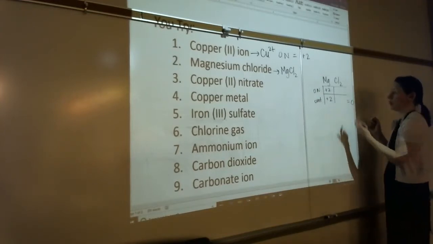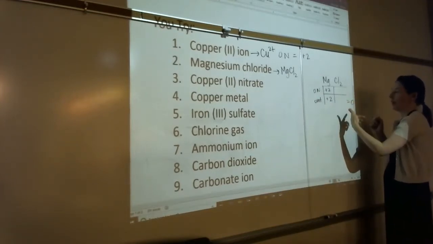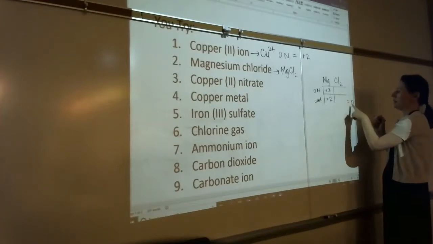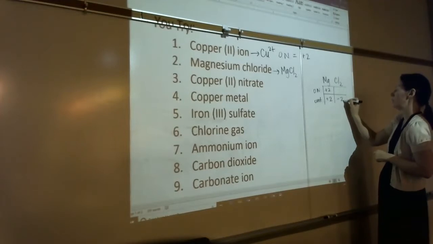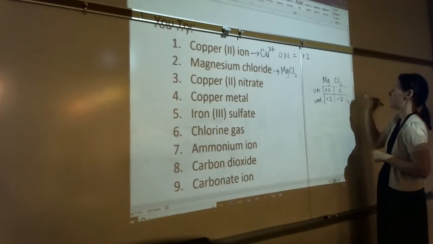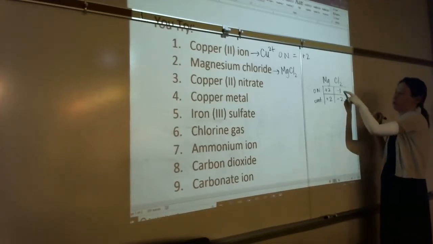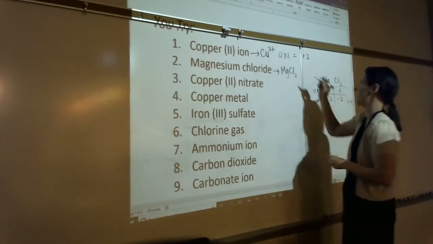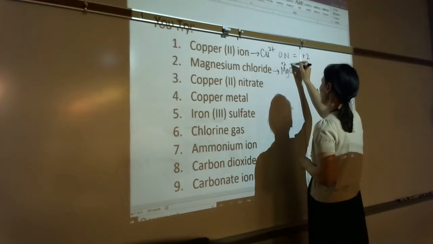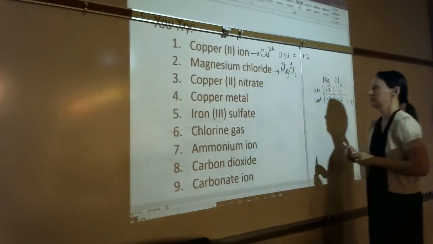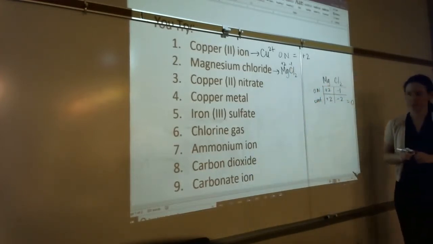We have a usually rule here, but we could just figure it out. For this to add up to 0, what must the contribution be? -2, and there are 2 of them, so each one of these is -1. So it does follow that usually rule. So magnesium is +2, and chlorine in chloride is -1. Do we agree?